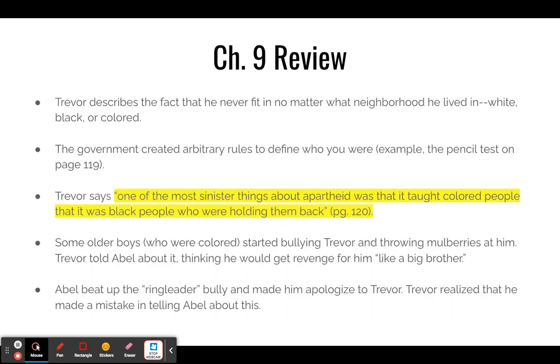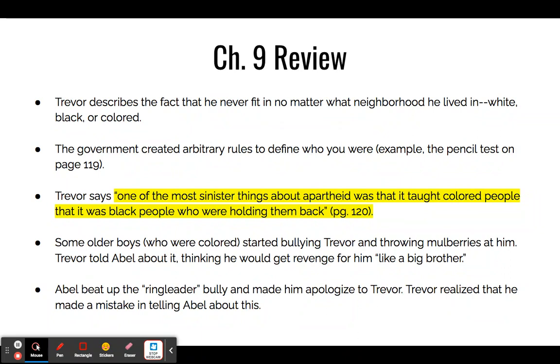Okay, let's do some review. In chapter 9, Trevor is talking about not fitting in. No matter what neighborhood he lived in, white, black, or colored, he didn't really have a spot where he felt like he belonged. And he talks about how the government created these arbitrary rules to define who you were, and maybe that played a part as to why he never really felt like he fit in. They talk about the pencil test on page 119. He says one of the most sinister things about apartheid was that it taught colored people that it was black people who were holding them back.